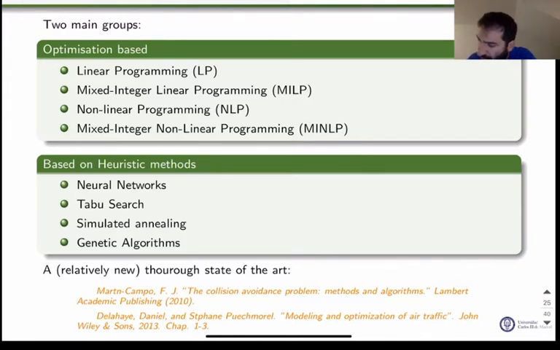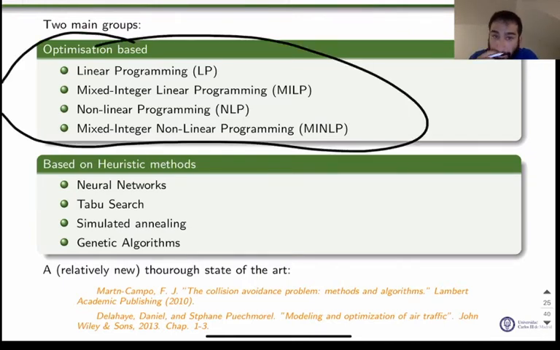Right? On the one hand, we have those that rely on optimization, and you have linear programming approaches to this problem, mixed integer linear programming approaches to the same problem, non-linear programming approaches to the same problem, even mixed integer non-linear programming approaches. Right? We have been already using linear programming and mixed integer linear programming for tackling all the type of problems, flow management, arrival manager, cruise scheduling, etc.